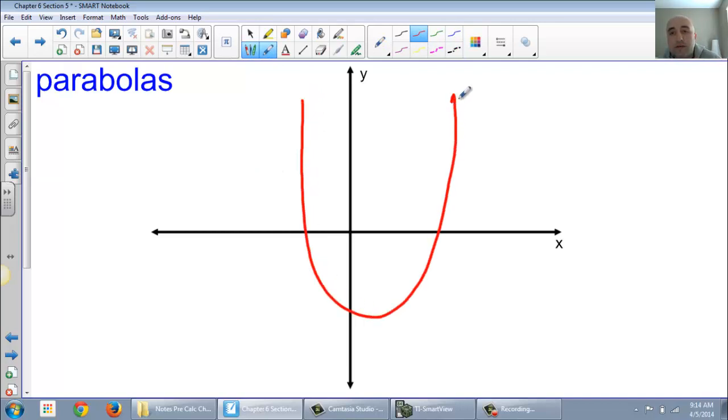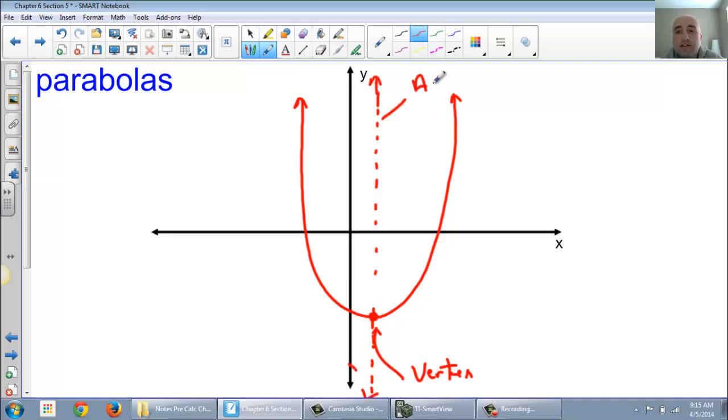So let's say I have a parabola that opens upwards. Every parabola has this point down at the bottom that is called the vertex. The vertex is kind of like the starting point of the parabola. Also, parabolas have this imaginary line that goes right through the middle of the parabola, and you should have seen this before. This is called the axis of symmetry. That line where you can cut the parabola right in half is called the axis of symmetry.